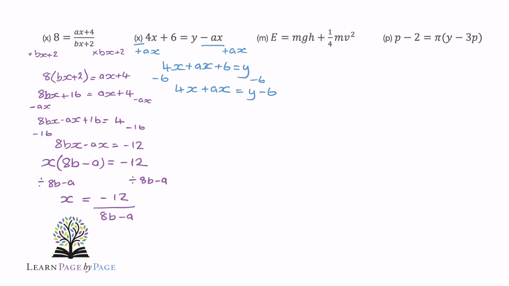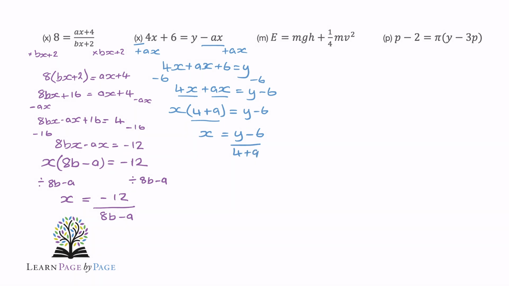Same again, let's identify the common factor, which is x, put that outside the bracket, 4 plus a equals y minus 6. Then we can divide both sides by 4 plus a, and that will give us x equals y minus 6 divided by 4 plus a. And that's that one done.